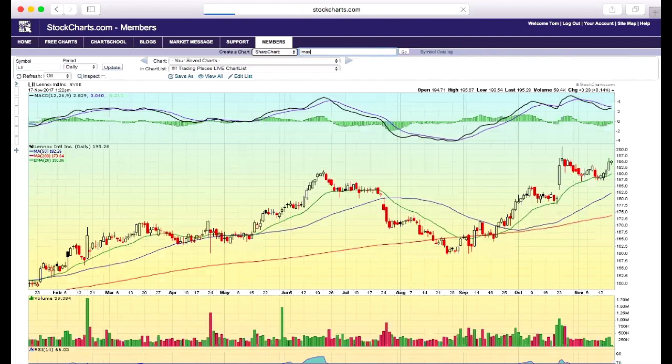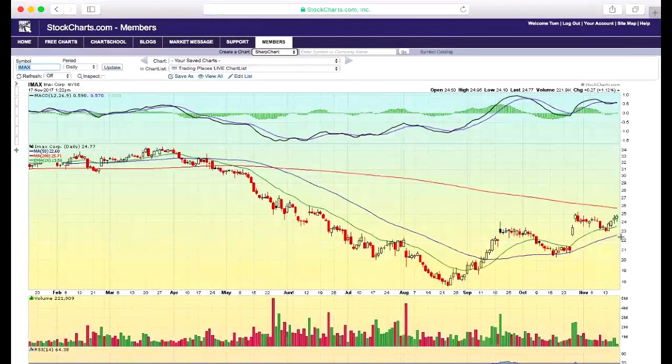IMAX is one that I'm in right now. This one also came down to 20-day moving average support after a really solid move on earnings, breaking out above that prior high. Came down, hit the 20-day, and it's moved back up. I actually sold this one yesterday lower than where it is. But this is the area of resistance right here near 25 that I was looking for. Now, my guess is that it's going to continue to go higher.